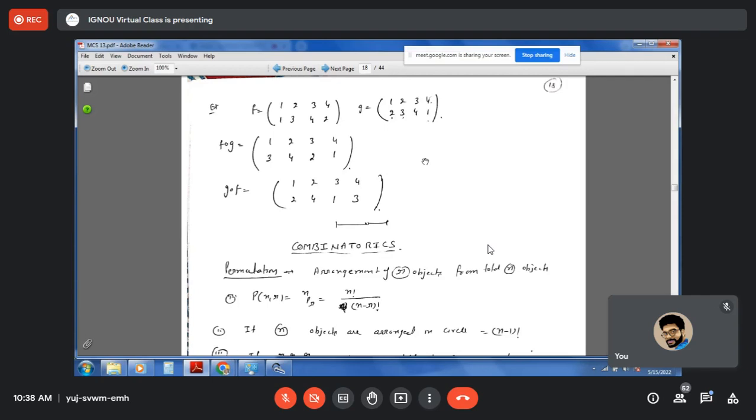Simply I told you, listen carefully, if B is the image of A, and C is the image of B, then C is the image of A. That's what we are discussing. Right. Okay.